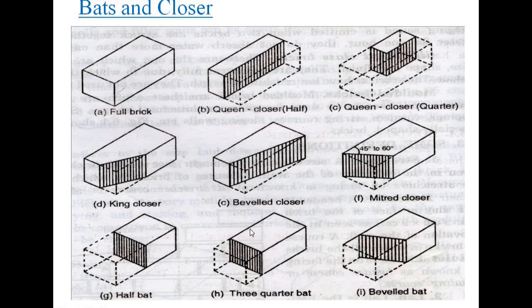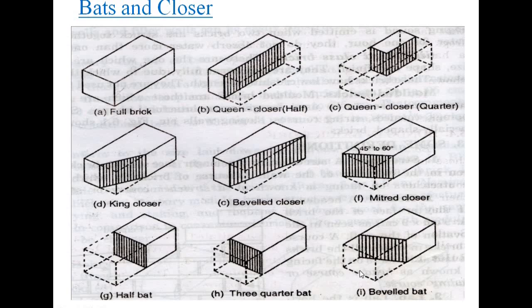Now here we cut the brick along the width. Half brick is called a half bat. Here, 3/4 bat: we have cut a 1/4 portion of the brick and the remaining brick is called a 3/4 bat. Here again, bevelled bat: we have cut that portion from half of one side and a third from the other side. After cutting that portion, the remaining brick is called a bevelled bat.